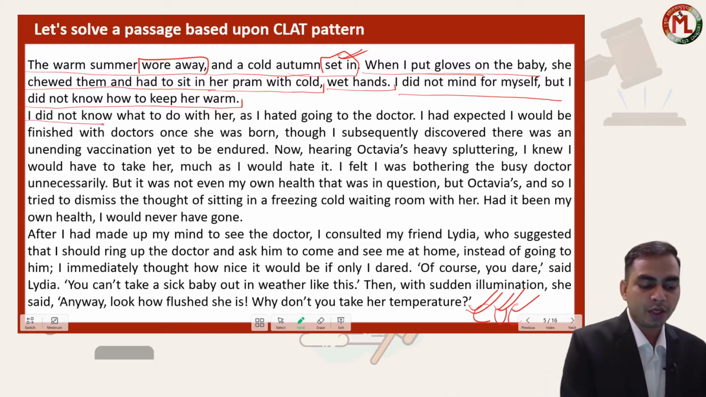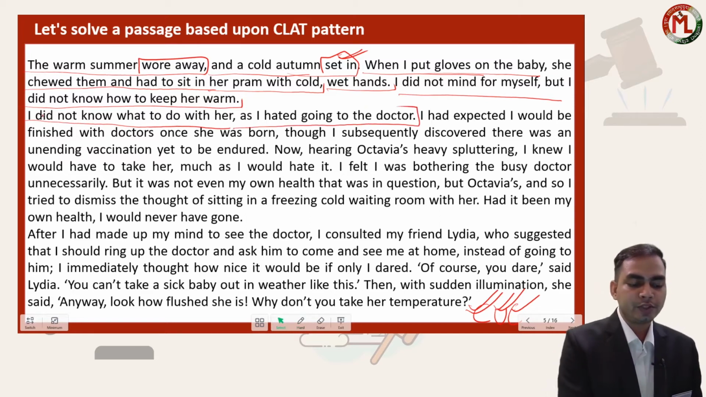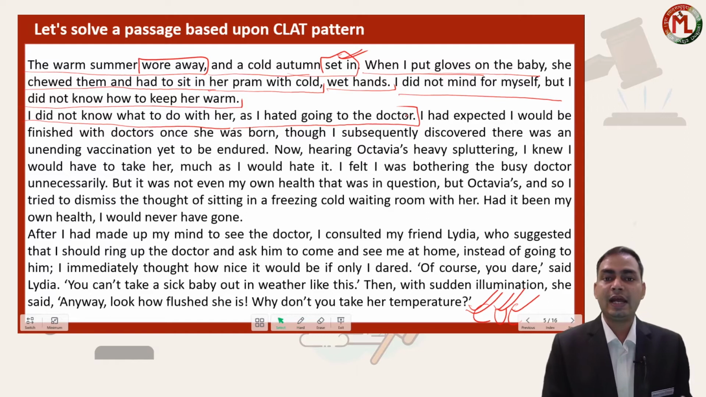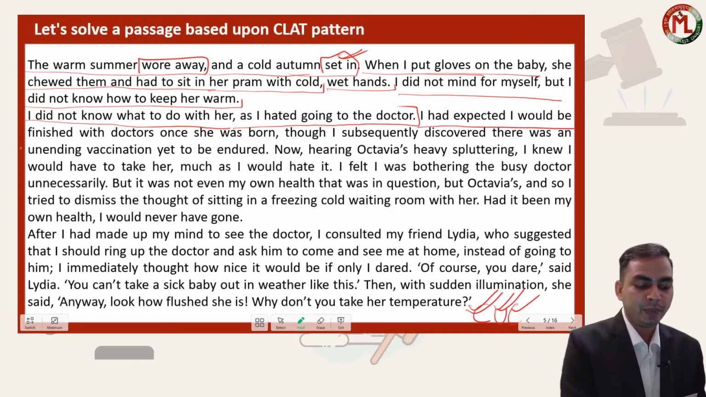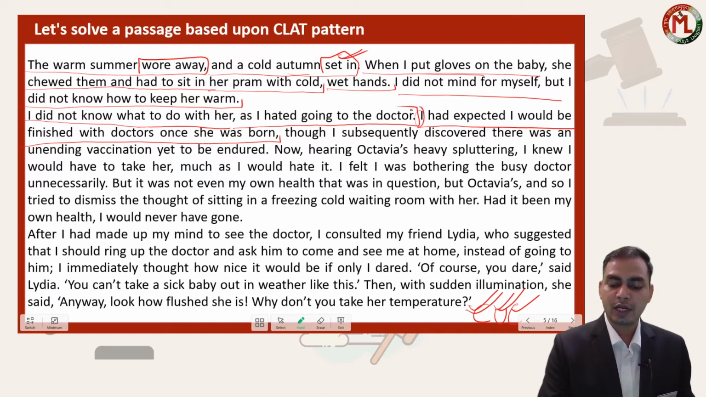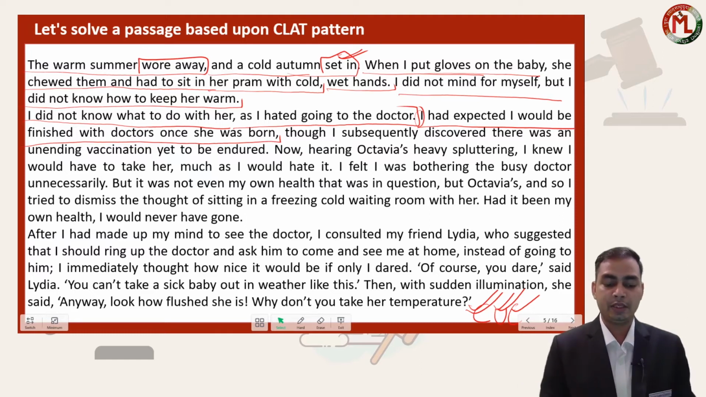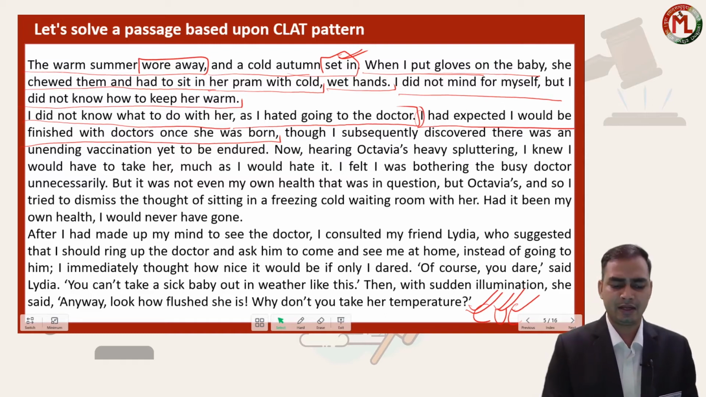Next para says, I did not know what to do with her as I hated going to the doctor. So as soon as you read the first line, just talk to yourself about what communication has been made to you by this line itself. I had expected I would be finished with doctors once she was born. So here I refers to the writer, and she is saying that she had an idea that when the baby is born, she would be free from going to the hospital. So remember, there was a question about the writer's attitude of not going to the hospital. So here itself we can get some idea.